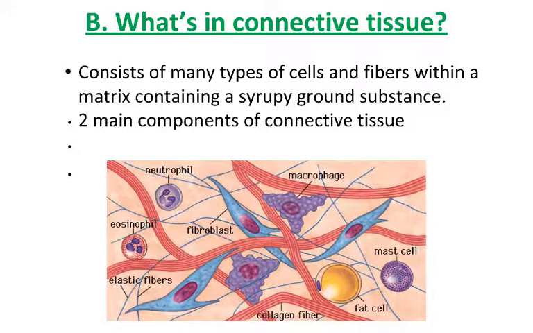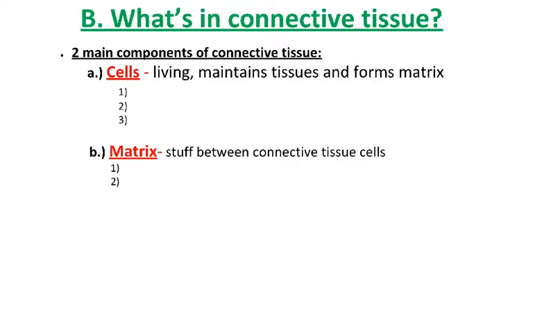There are two main components of connective tissues, and those two main components are cells and the matrix. So the cells are the living part of the connective tissue, and their whole job is to maintain the tissues and to actually form the matrix.